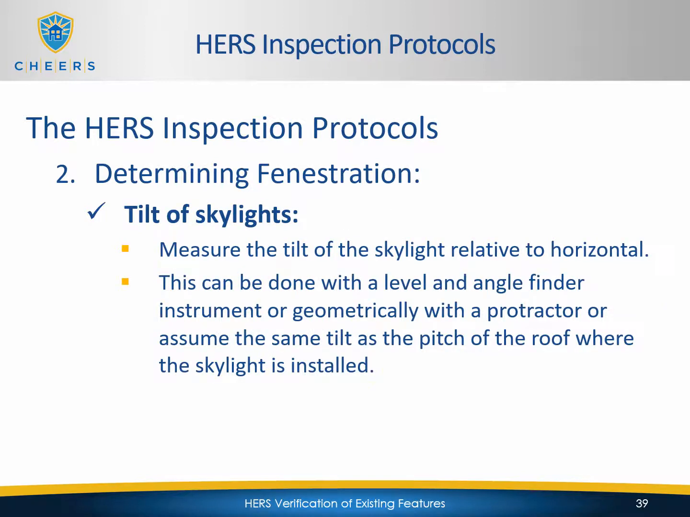You want to measure the tilt of the skylight relative to the horizontal, and this can be done with a level or angle finder instrument, or geometrically with a protractor, or assume the same tilt as the pitch of the roof where the skylight is installed. And you can find that on the plans as well.